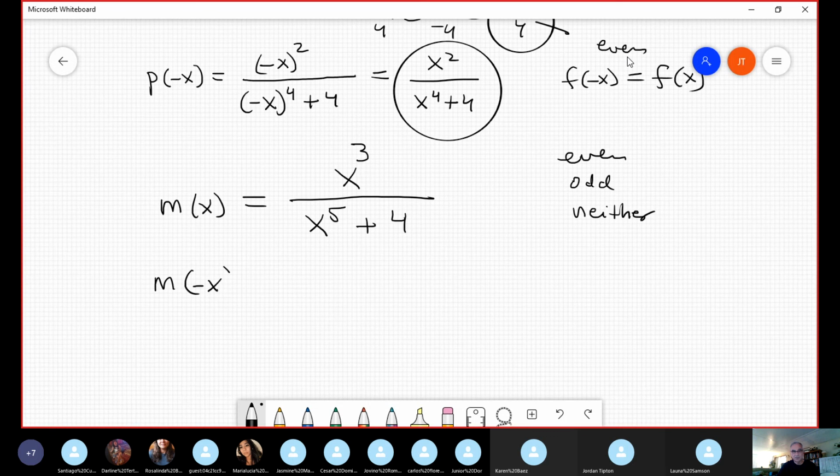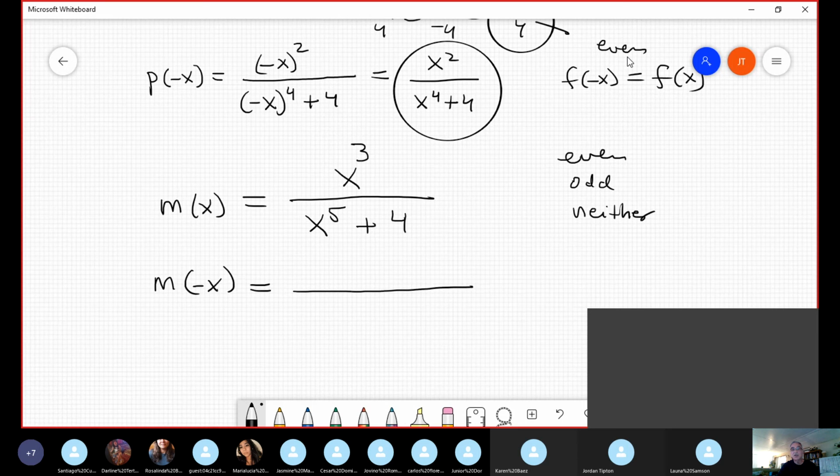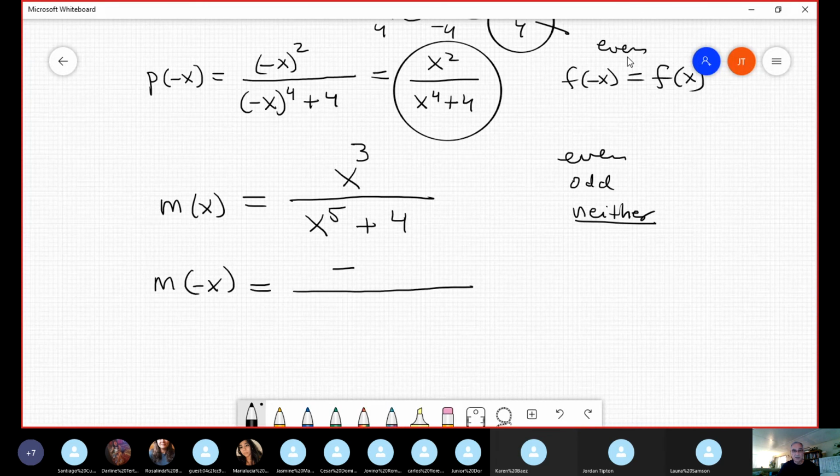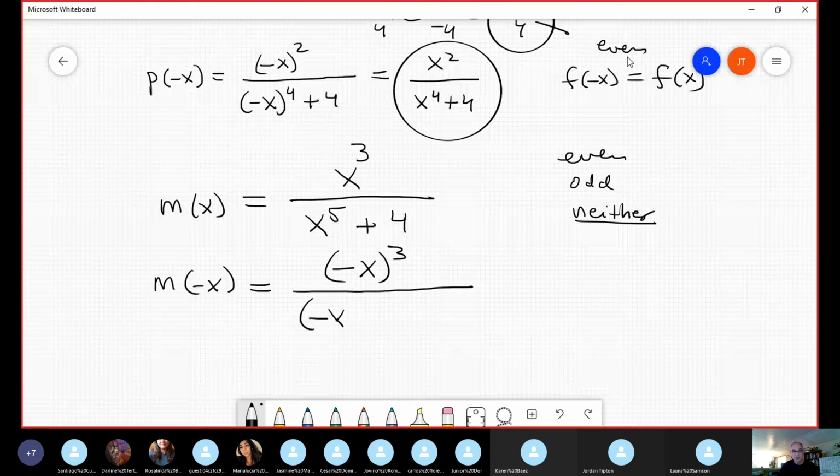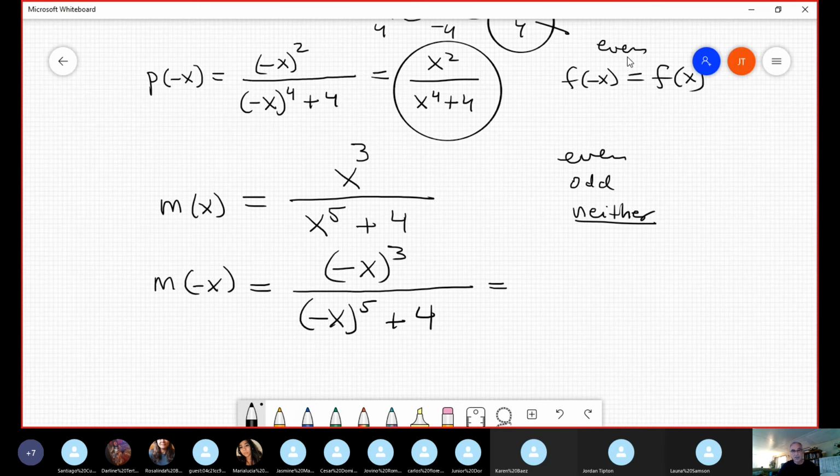No idea? No problem. So you have no idea, you are doing the procedure. Okay, make a reflection. It's neither. Yeah, you're right, Jovino. Jovino says neither. Look. This is minus x cubic, over minus x to the fifth power plus 4.